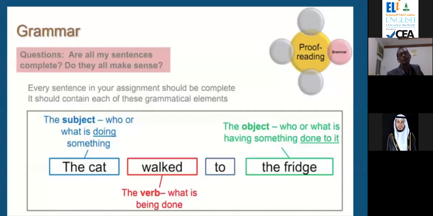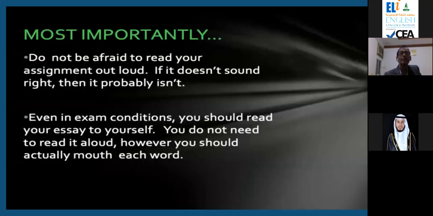So when it comes to grammar, the basics cannot be compromised in any case, like subject-verb agreement, verb forms, the objects, the prepositions. You're not expected to make such errors regarding grammar. Most importantly, don't be afraid to read your assignment out loud. This gives you a feel of what you have written.